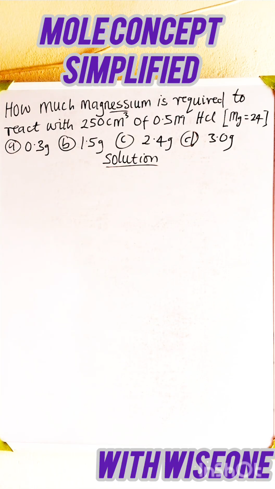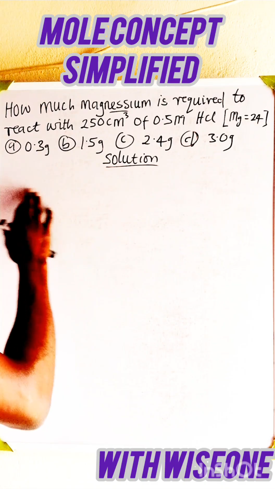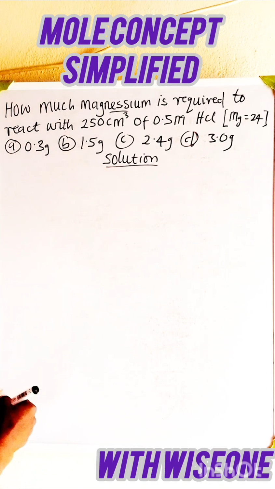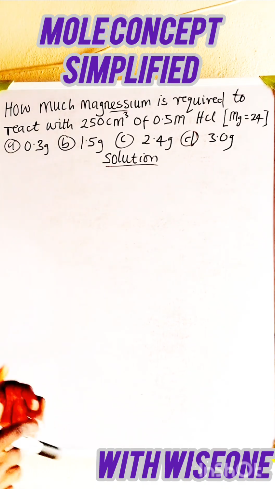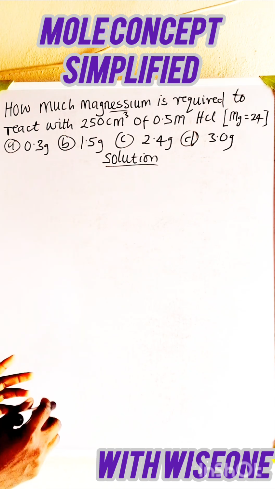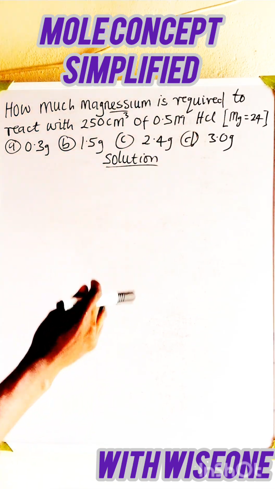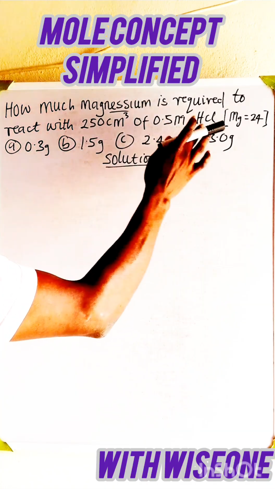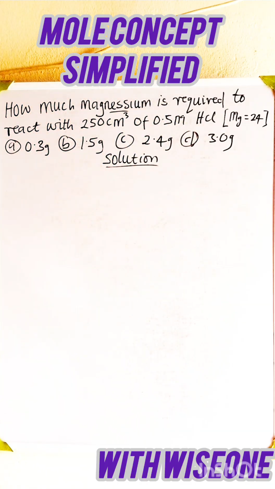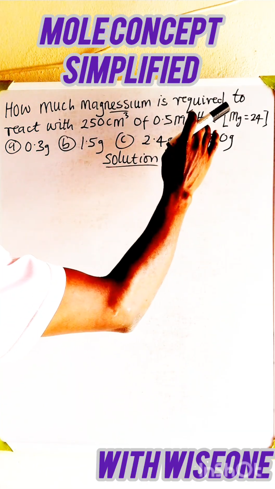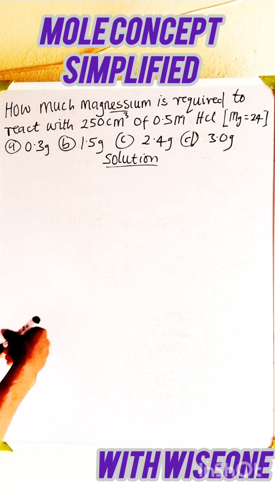Alright, to solve this question, very simple. The first thing we have to do is to write out an equation for the question. What was mentioned in the question here was magnesium and HCl. So this one element and the compound here will form our reactants. So magnesium and HCl will form our reactants.